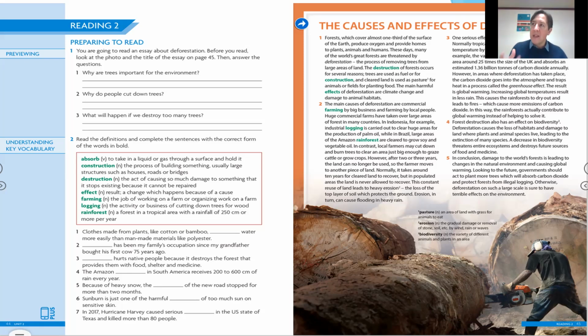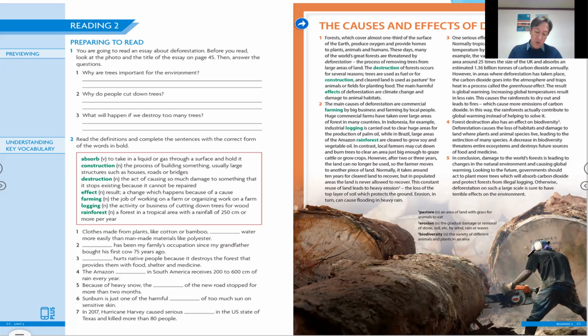Grazing animals, grazing cattle, means they're eating the grass. However, after 2 or 3 years, the land can no longer be used, so the farmer moves to another piece of land. Normally, it takes around 10 years for cleared land to recover, but in populated areas, the land is never allowed to recover. This constant reuse of land leads to heavy erosion, the loss of the top layer of soil which protects the ground. Erosion, in turn, can cause flooding in heavy rain.